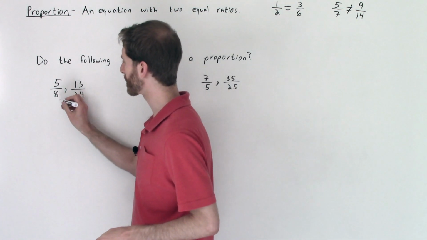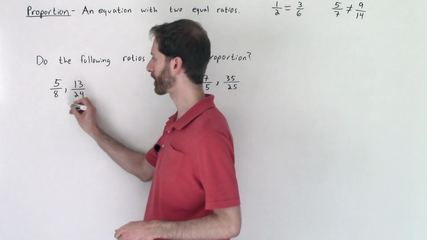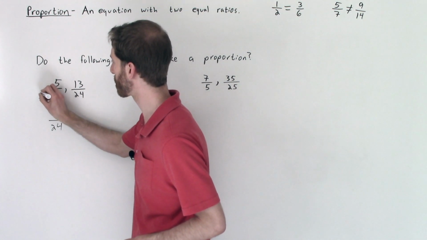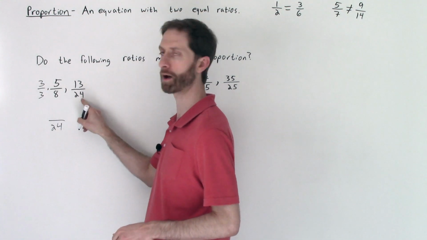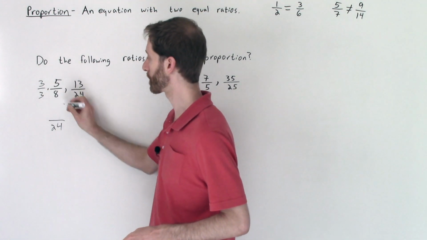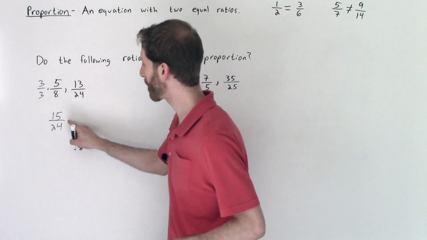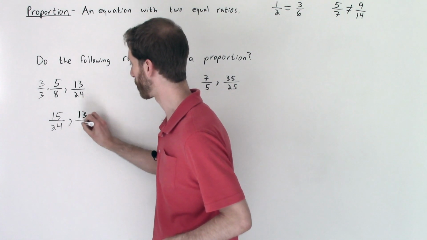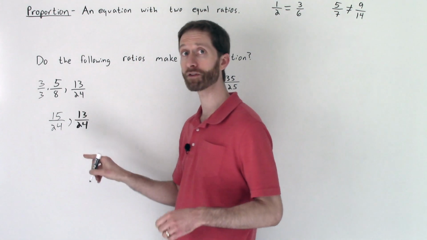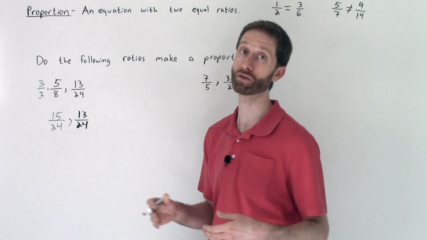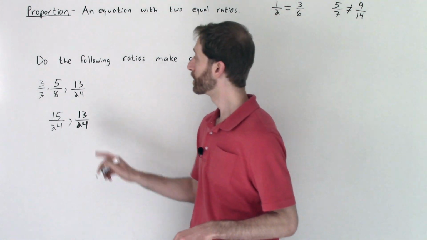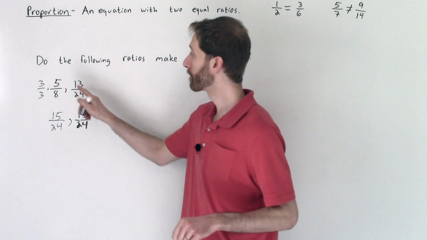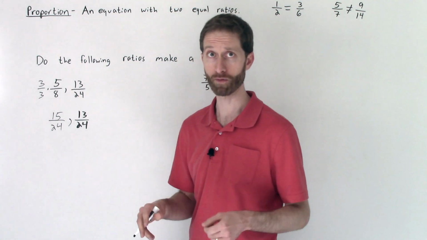So I look at 5/8 and I think, well, if I multiply that by 3, I'll get 24ths. So I'm multiplying the denominator by 3 and numerator by 3 simply because that will line us up with the same denominator. 3 times 5 is 15. So I have 15/24, and if we compare that to the 13/24 that we had, we clearly see that 15/24 is not equal to 13/24. So no, 5/8 and 13/24 do not make a proportion, or 5/8 is not proportional to 13/24.